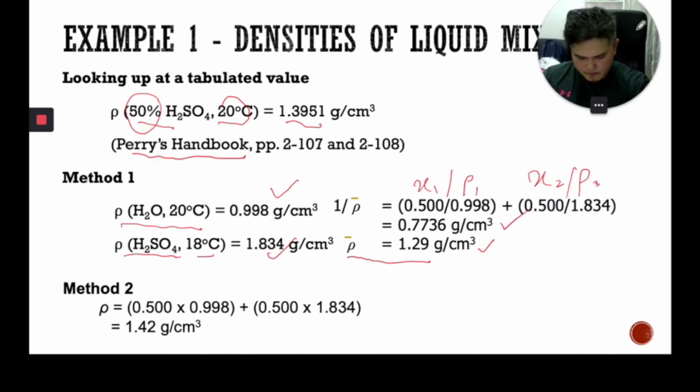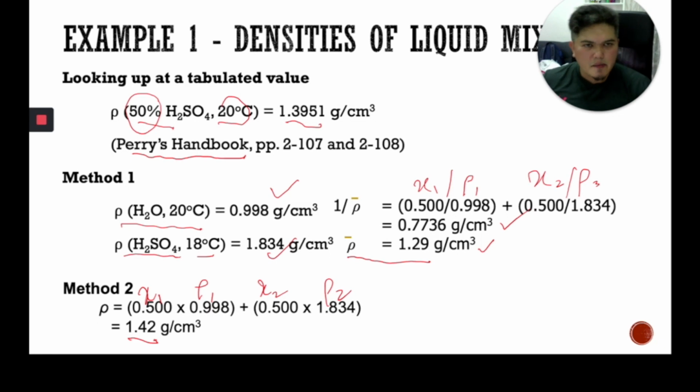The second method is also easy, where you just need X1 multiplied with rho 1, plus X2 multiplied with rho 2, and then you will get about 1.42. Again, the value is almost similar. So you just need to remember that it is an estimation. In order for you to really know the composition and the mixture density value, you need to determine it experimentally, as long as you do it right.